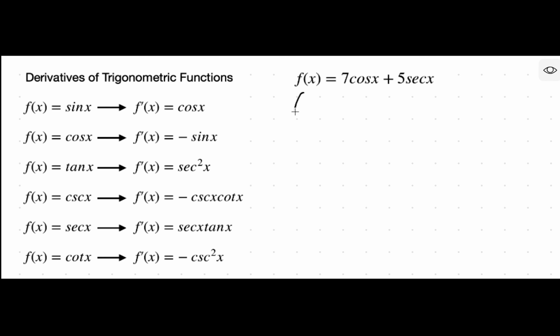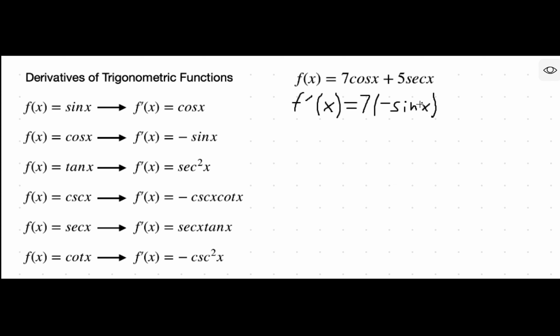So for f prime of x, first I'm going to take the derivative of the term 7 cosine of x. So we know the derivative of cosine of x is going to be negative sine of x. And we also have a 7 out in front here, so we're just going to keep that out in front. So we have 7 times negative sine of x. So that's the derivative for the first term.